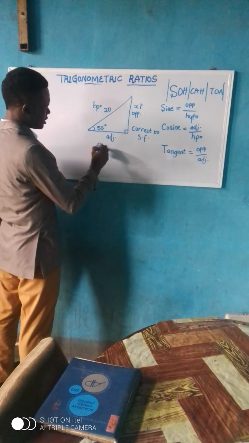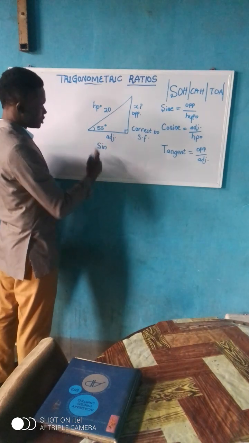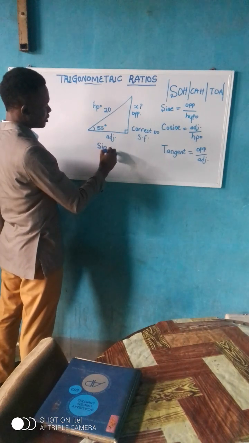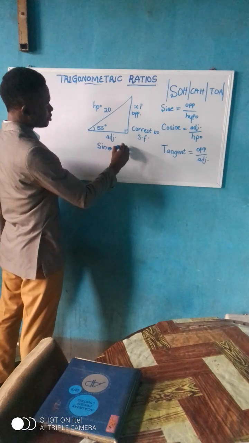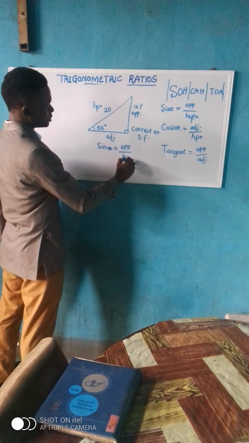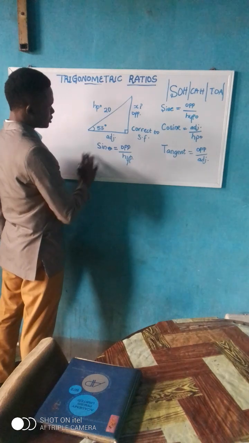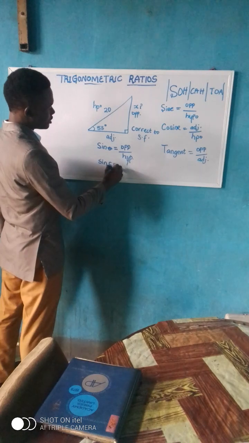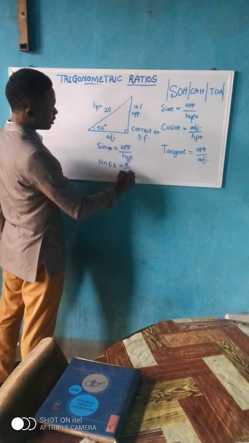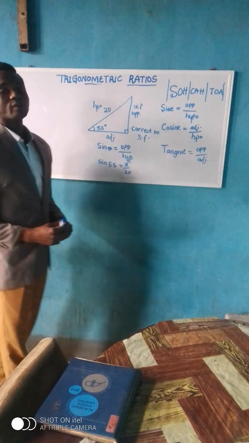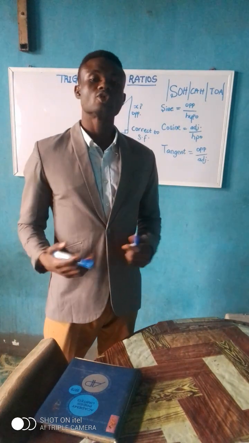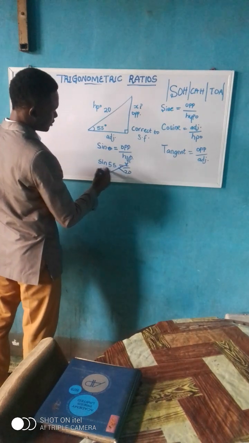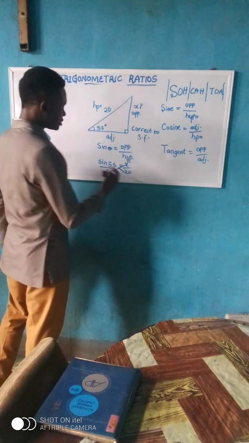So we say sine, the short form is to write sin, sine theta, is equal to opposite over hypotenuse. The theta here means the angle, so this is sine 55 equals x over 20. At this point, what you have to do is cross multiply. So you cross multiply this variable with this, and this variable with this. We make this over 1 so that it will balance.